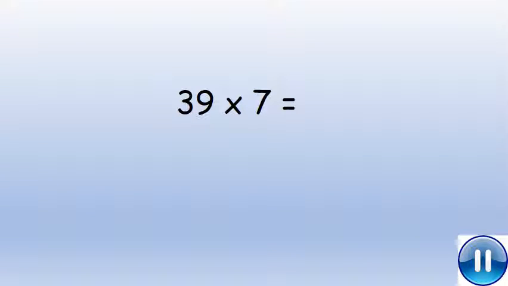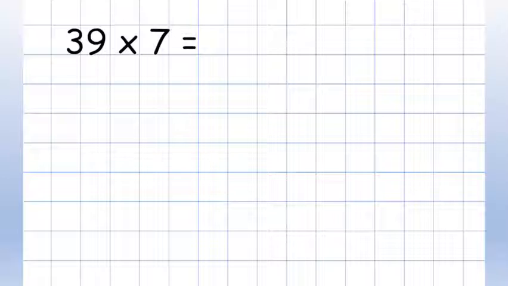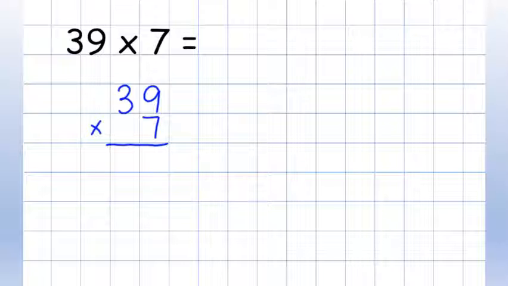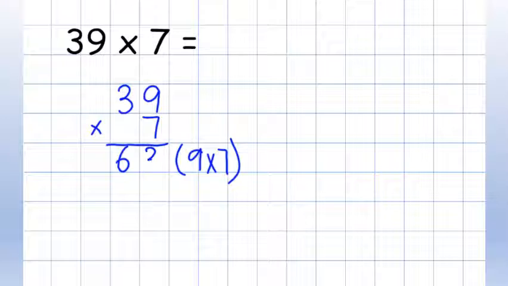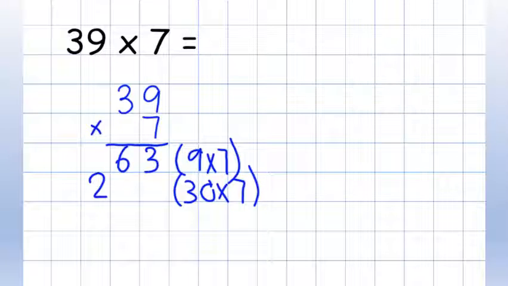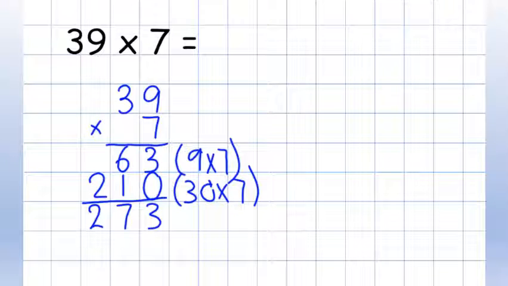Now try 39 times 7. Hopefully they're getting easier all the time and we're not getting too daunted by the really big numbers that we're working with. So the first calculation is 9 times 7, which is 63, making sure that we're lining up our numbers. And the next calculation is 30 times 7. 3 times 7 is 21, so 30 times 7 is 210. And then we go along the bottom and add those all together, and hopefully we reach 273 as the product.